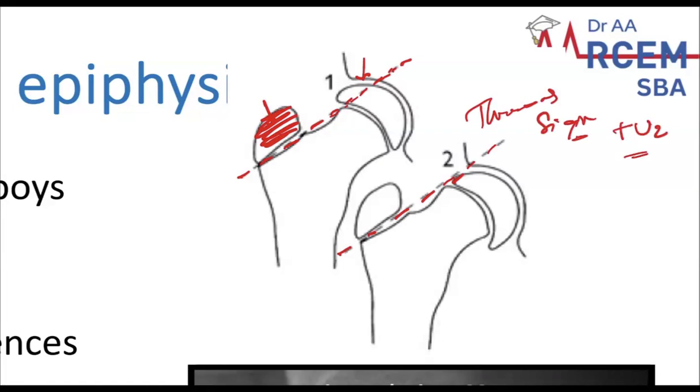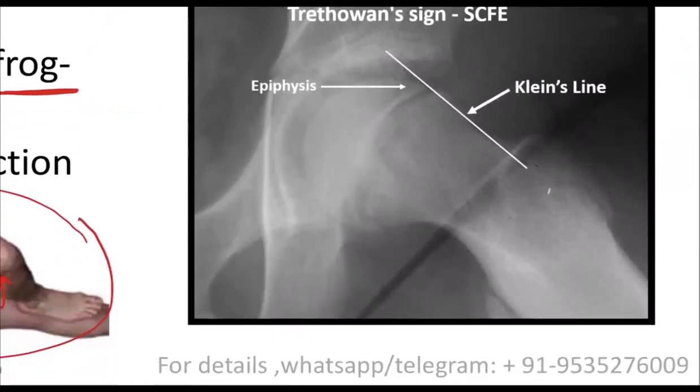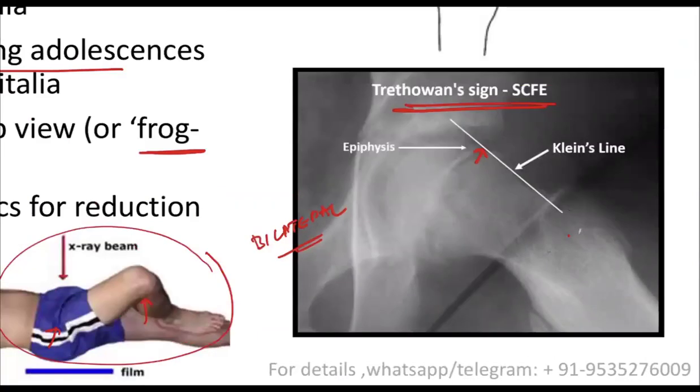So how does it appear on an X-ray? Let's have a look at an X-ray. Here Klein's line, which is drawn just below the greater trochanter ossifying center, is not bisecting the head, as you see here. This is known as Trethowan's sign, which is very much suggestive of a slipped upper femoral epiphysis. It can be bilateral, so don't get confused if the same finding is present on both sides. For example, someone presents with a right-sided limp, and when you get an X-ray done, the findings are bilateral. It is very commonly seen bilateral, so do not get worried.